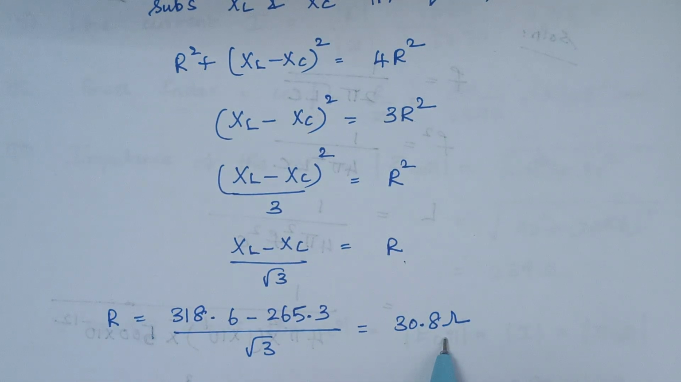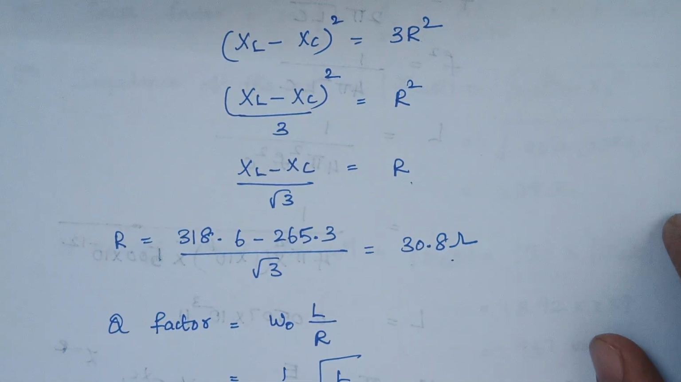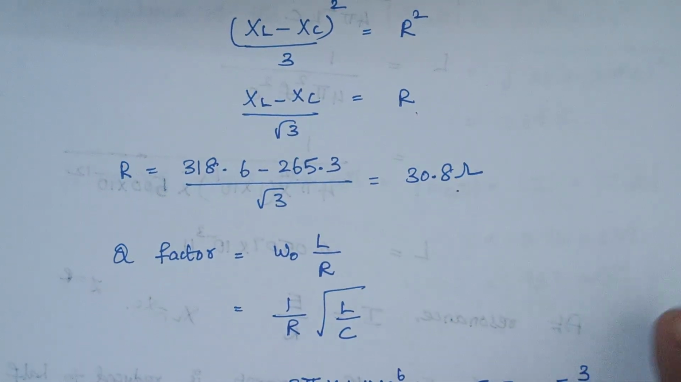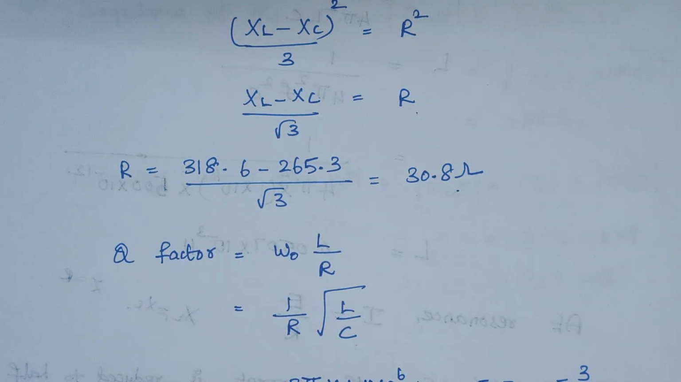Then the next thing is, we have to find the Q factor. Q factor is given by this formula, omega naught L by R, or else you can substitute it as 1 by R into root of L by C. So, we know the value of R, L and C.